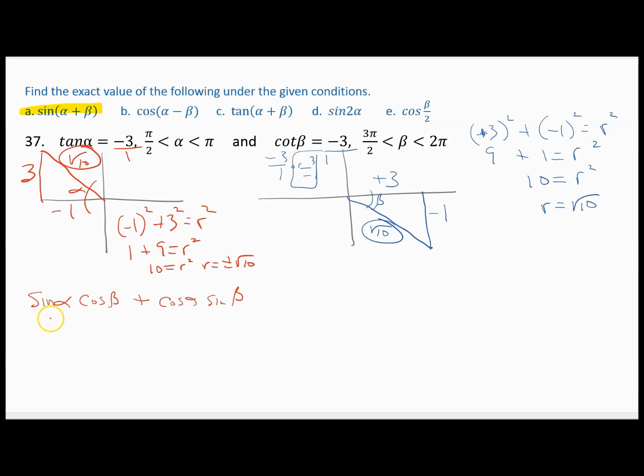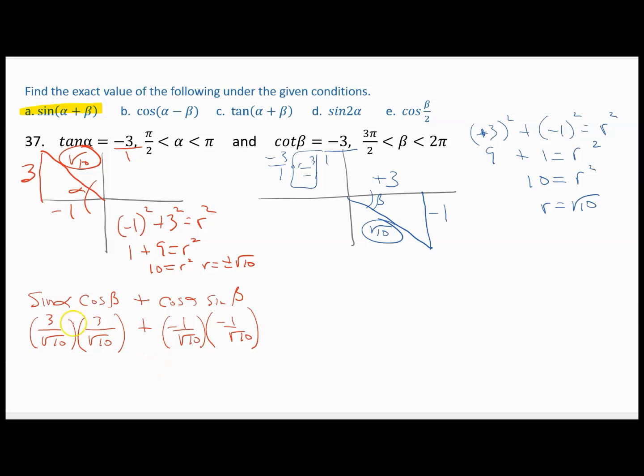So sine of alpha is opposite over hypotenuse, so this is going to be 3 over the square root of 10. Cosine of beta, look at my beta picture. Cosine is adjacent, which is 3, over hypotenuse. So that's also 3 over the square root of 10. Plus cosine of alpha. So cosine is adjacent over hypotenuse, so negative 1 over the square root of 10. And sine of beta is opposite over hypotenuse, so negative 1 over the square root of 10.